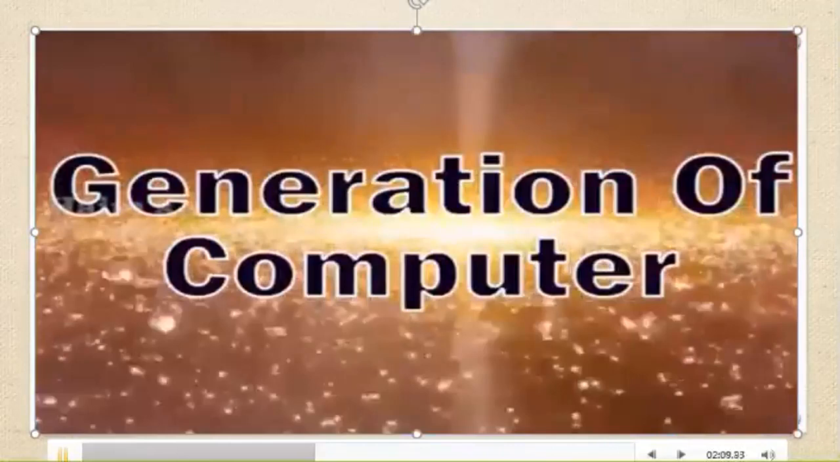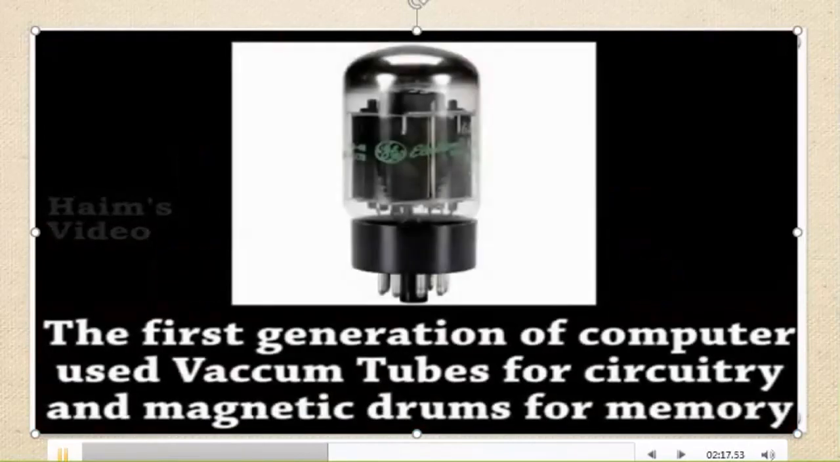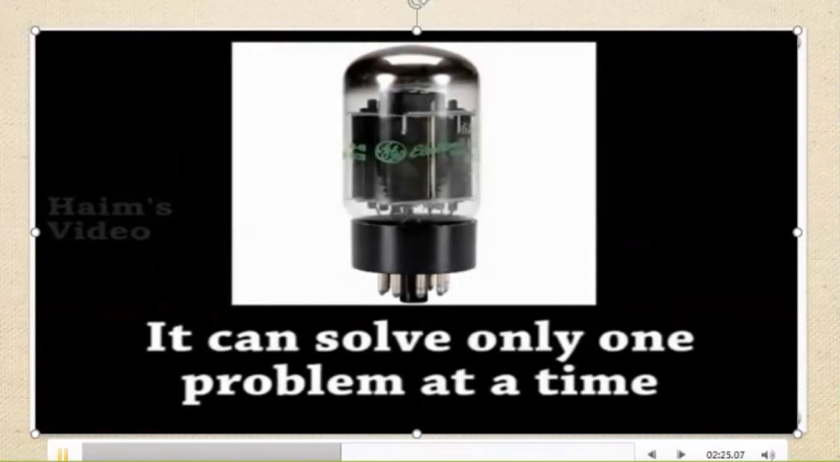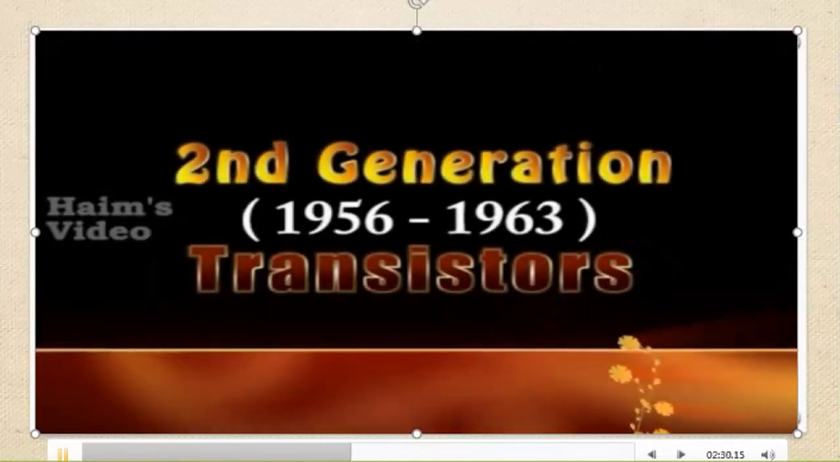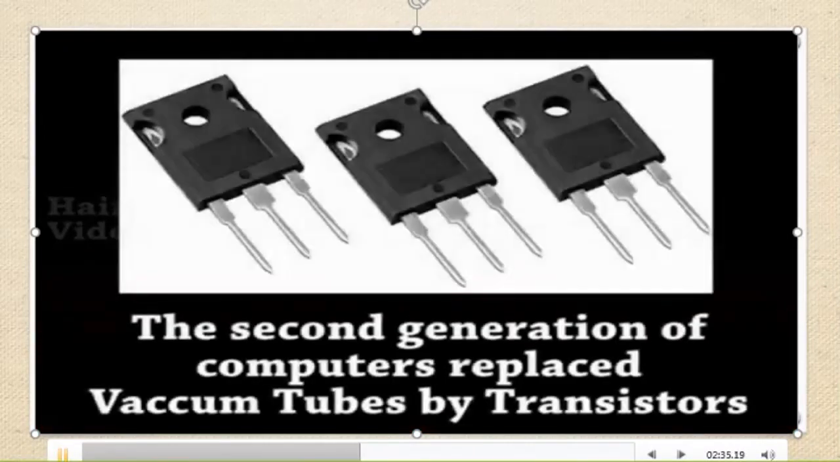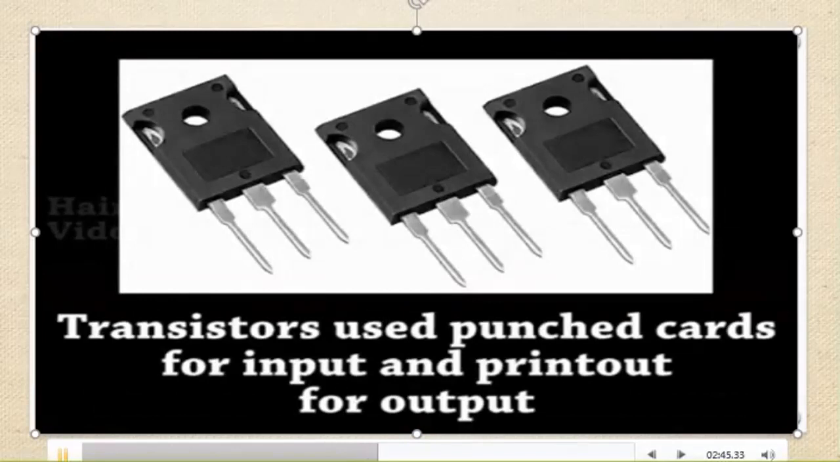Generation of computer. First generation from 1940 to 1956. Vacuum tube. The first generation of computer used vacuum tubes for circuitry and magnetic drums for memory. It can solve only one problem at a time. Second generation from 1956 to 1963. Transistors. The second generation of computers replaced vacuum tubes by transistors. Transistors used punched cards for input and printout for output.